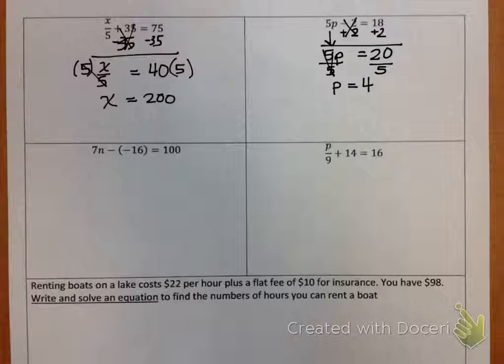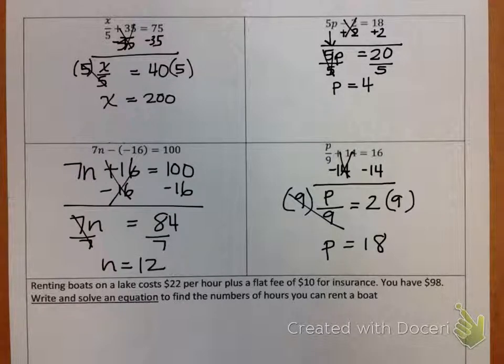So I'm hoping that you're getting the hang of this. What I'd like you to do now is hit pause and do the last two. Don't forget what happens when you have a minus a negative. I will also do the same, hit pause and do these, and then I'll show you the answers. Okay, so the answer for the first one is 12.